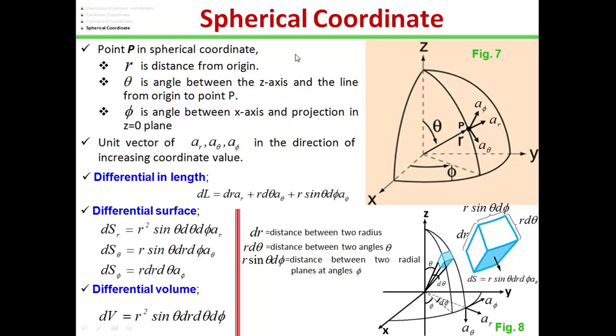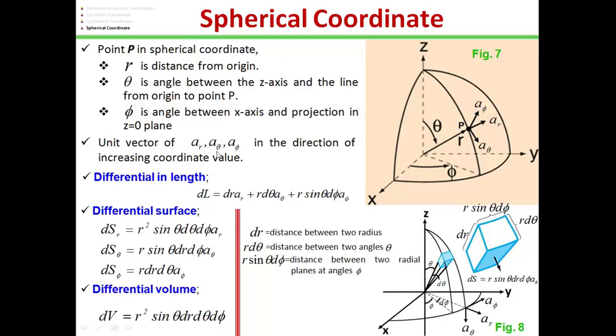In the spherical coordinate system, point P is represented by r, theta and phi. R is basically the distance from the origin. Theta is the angle between the z-axis and the line from origin to point P. This is also known as the vertical angle, or you can say elevation angle. And phi is the angle between the x-axis and the projection in the z is equal to 0 plane. Z is equal to 0 plane means xy plane. So phi is basically known as the azimuthal angle, measured from the x-axis.